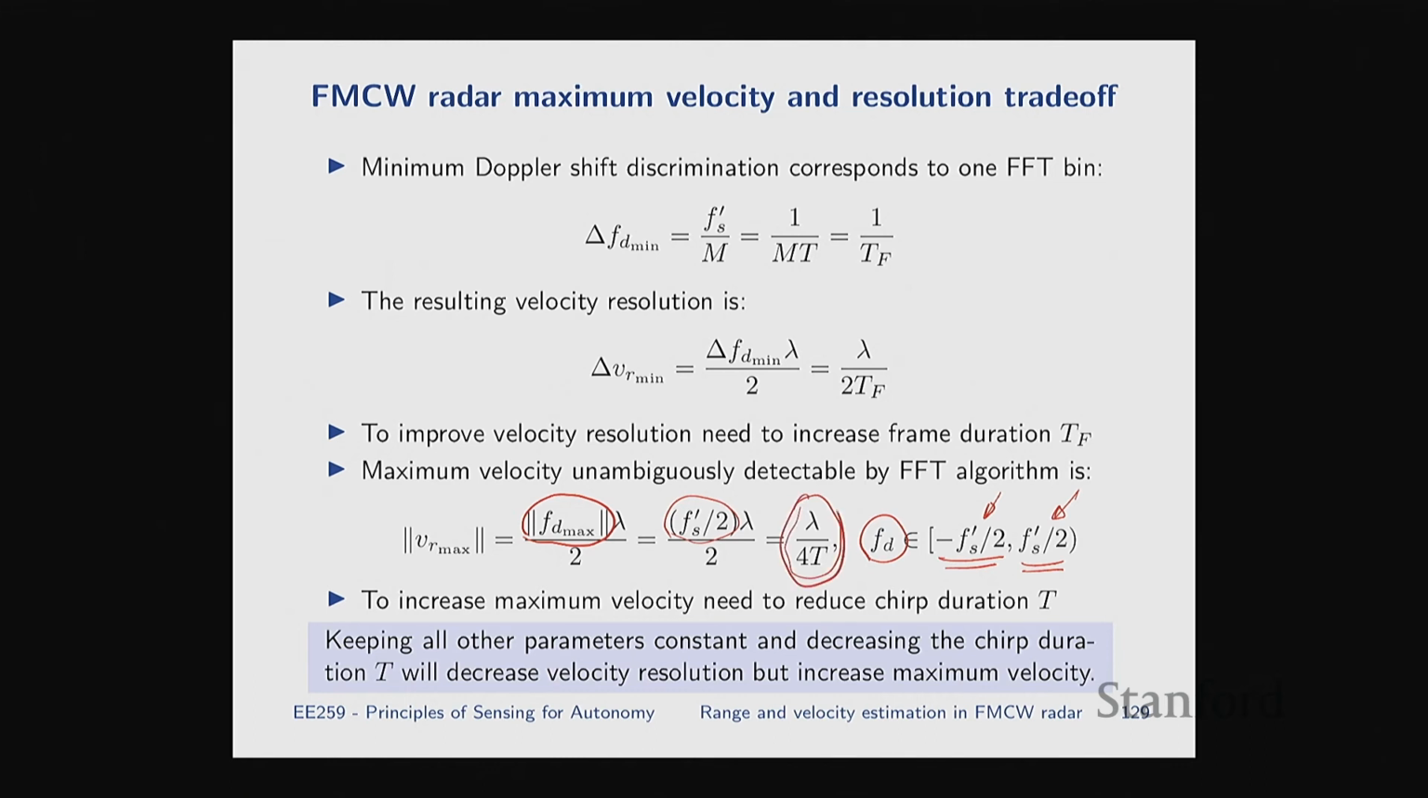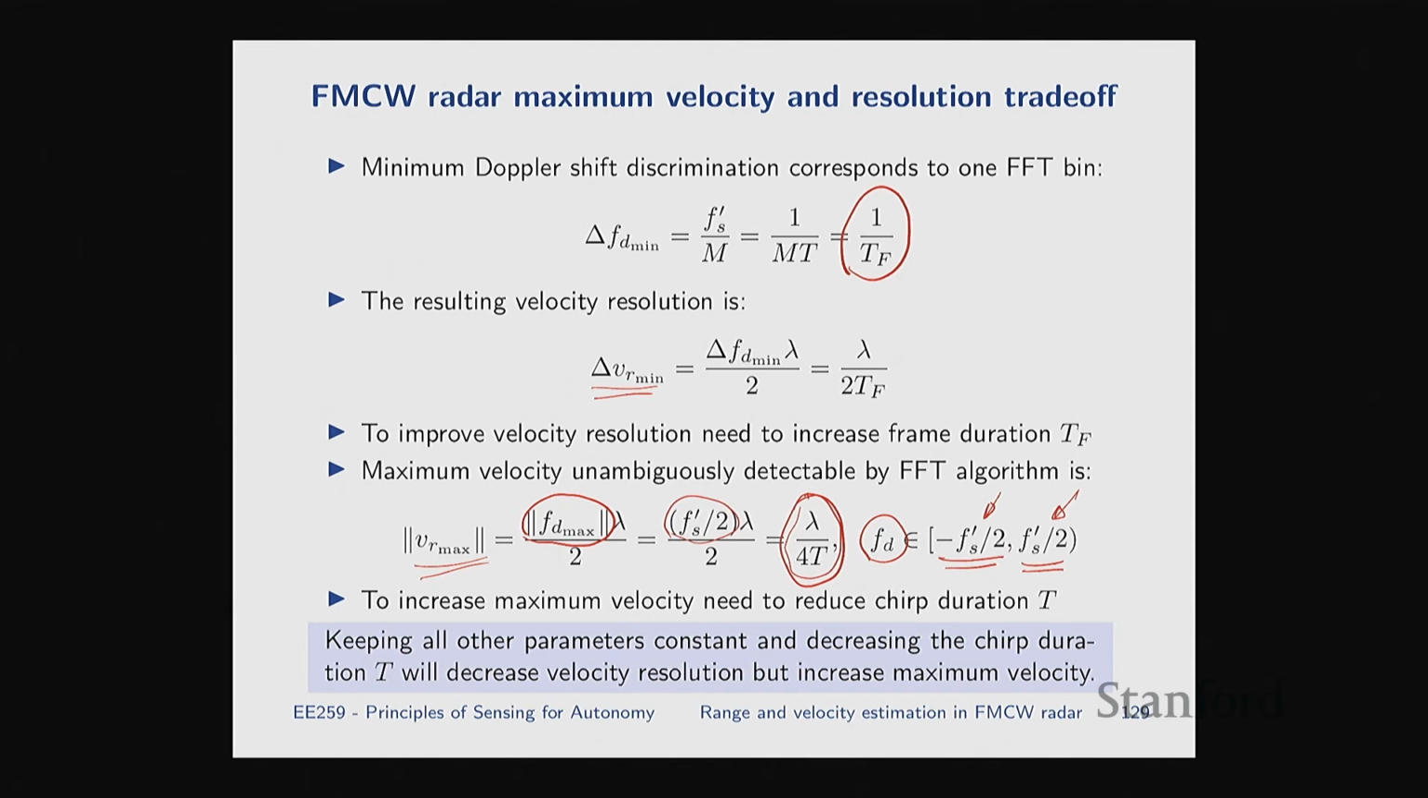Interestingly, both this and this are the exact same that we got when we first did the simple velocity estimation from just 2 consecutive chirps. Just, I don't know, 20 minutes ago, we got the exact same velocity resolution and maximum velocity. Again, it makes sense because we are doing the same algorithm. We just extended it to m chirps instead of 2. So it makes sense that it doesn't affect the overall resolution or maximum velocity.